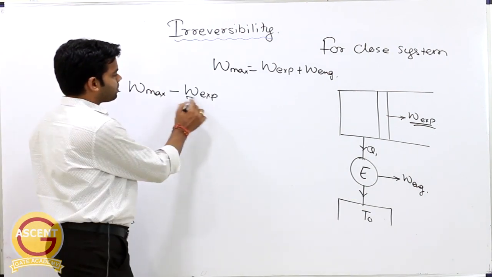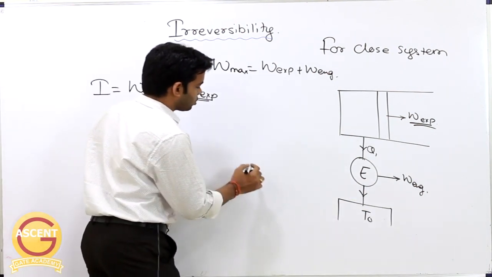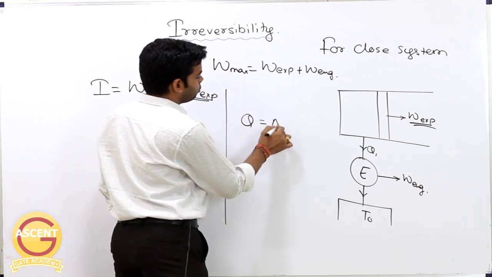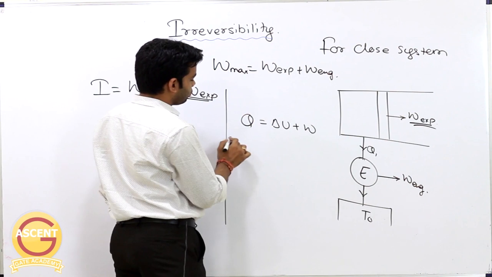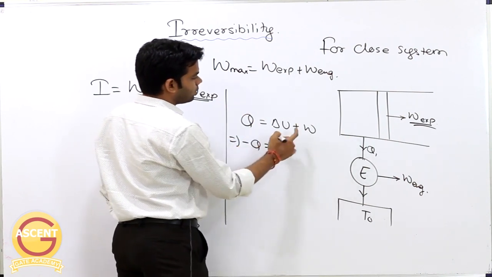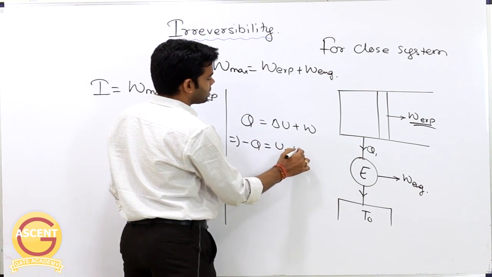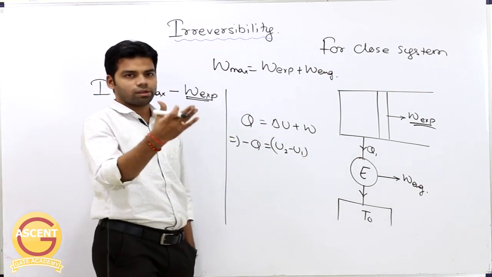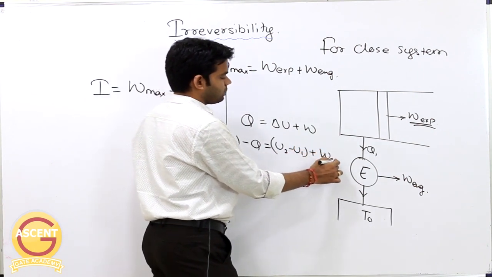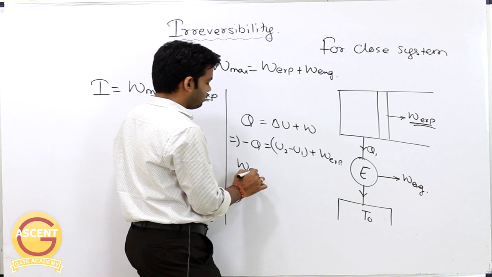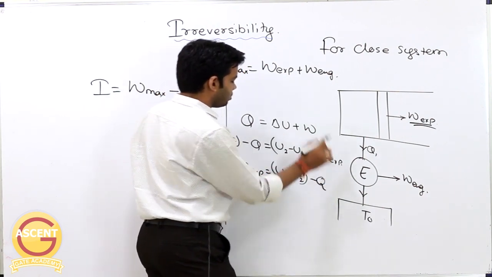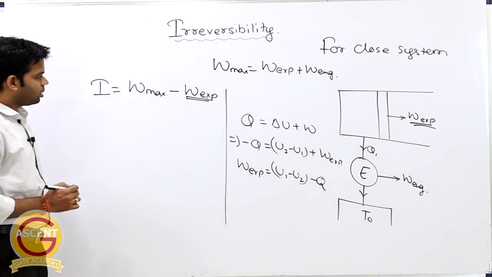Now, what will be the value of this expansion work? So, for that, we applied the first law, Q is equal to del U plus W. Okay, or you can say this will be minus Q1, or minus Q is equal to del U, which is nothing but U2 minus U1. Let's suppose the system is changing its state from 1 to 2. So, this will be U2 minus U1 plus W expansion, which we want to determine. So, this W expansion from here will be equal to U1 minus U2 minus Q. Getting this or not? Okay, so just put the value.